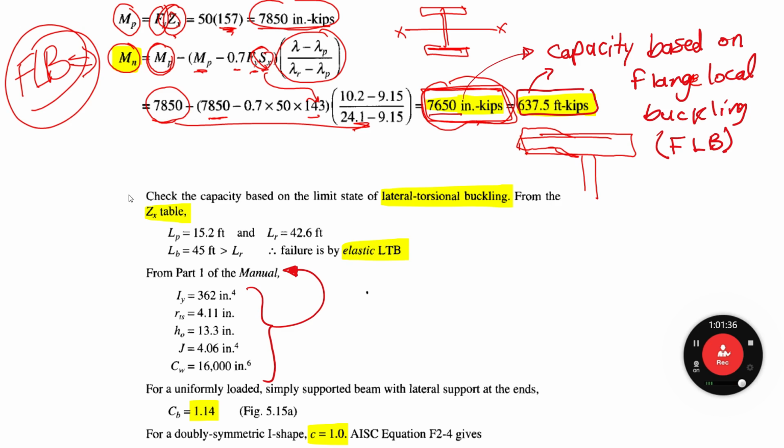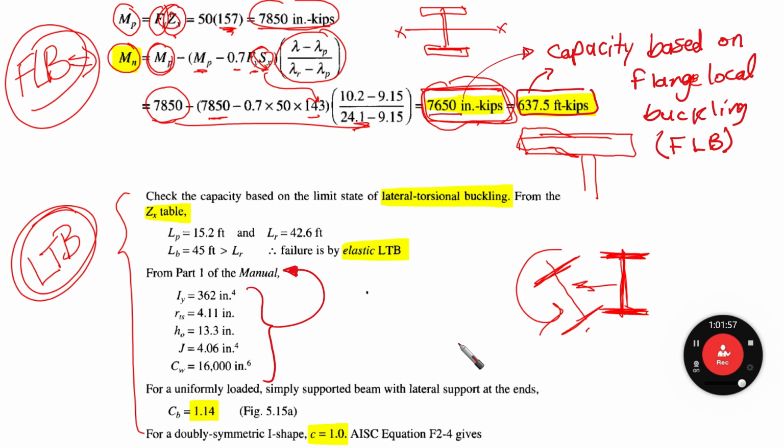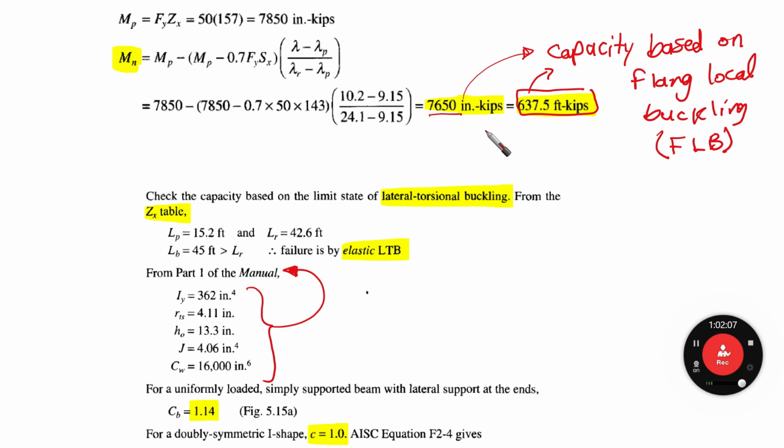Now let's go to the second case, which is lateral torsional buckling. Let's check whether the cross section is going to have lateral torsional buckling or not. Do you remember what lateral torsional buckling is? As I said, the system is going to go laterally and torsional. This is a global failure phenomenon. This is a local failure phenomenon. We do not know which one is going to happen for us, but at least we know now this is the capacity based on flange local buckling.